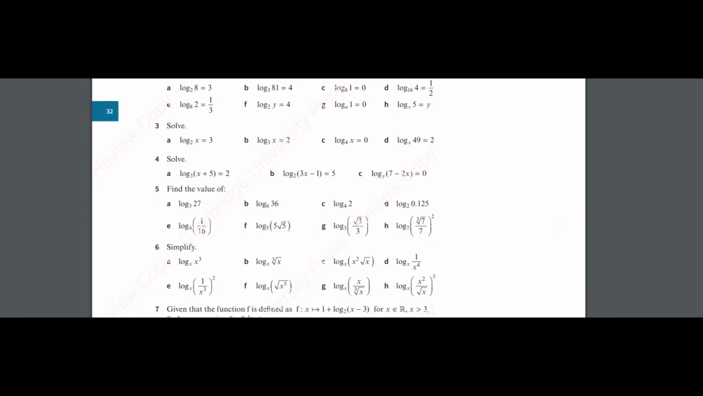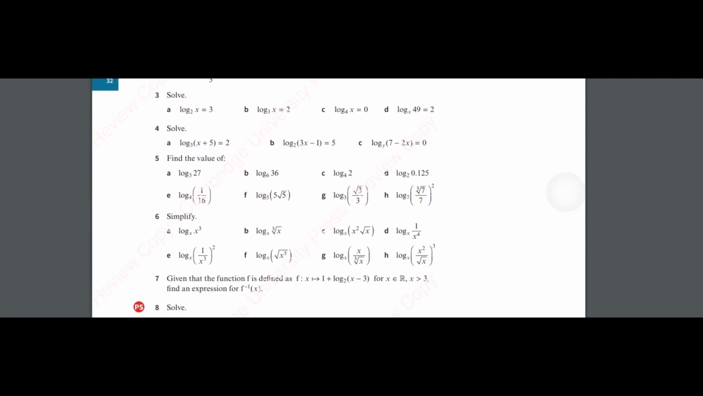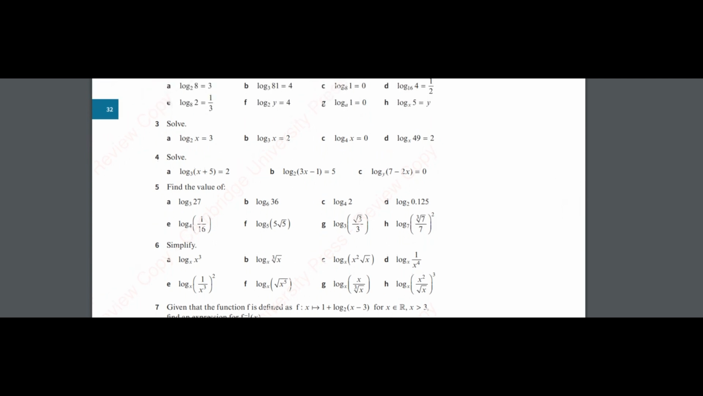Okay, let's check the answers to these questions, question 1 to 8. Yes, here are the answers to the questions. Question 1, question 2, 3, 5, and question 8. I stop at 8. You still have 9, but I asked you guys to stop at question 8.